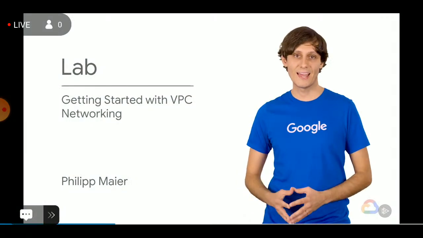Let's apply some of the network features we just discussed in a lab. In this lab, you create an auto-mode VPC network with firewall rules and 2 VM instances. Then you explore the connectivity for those VM instances.